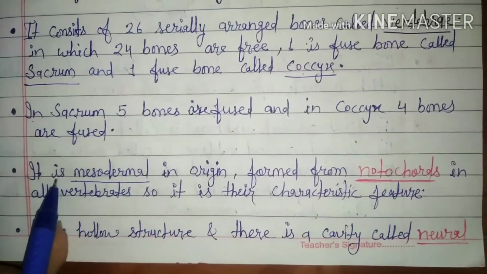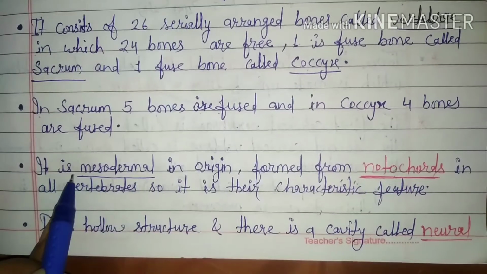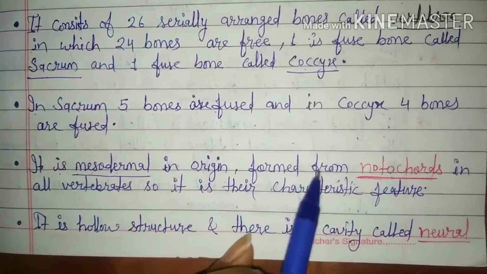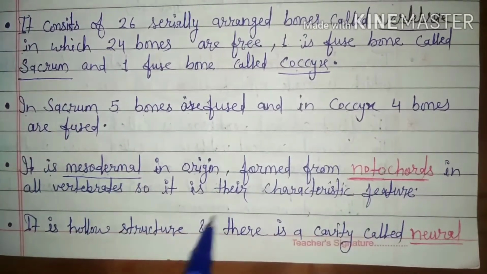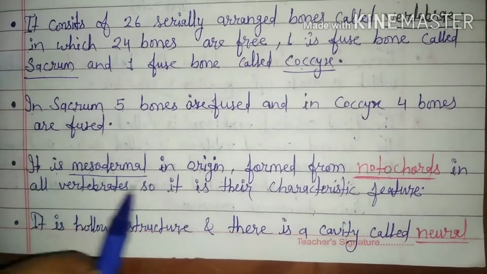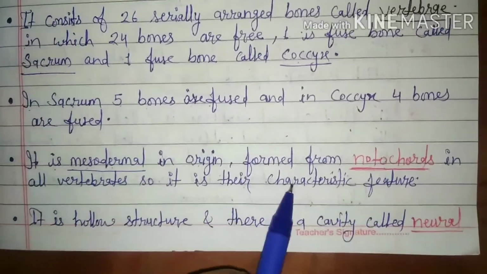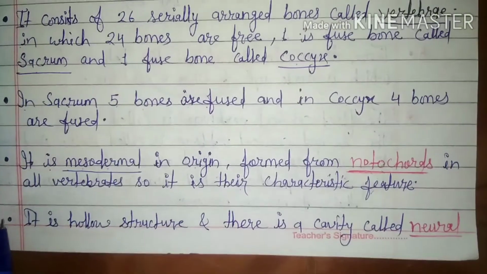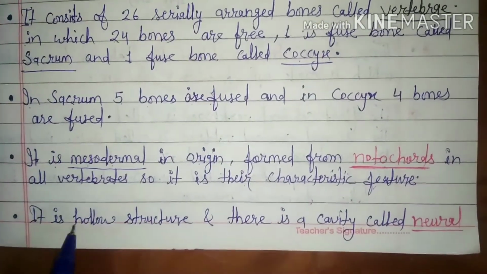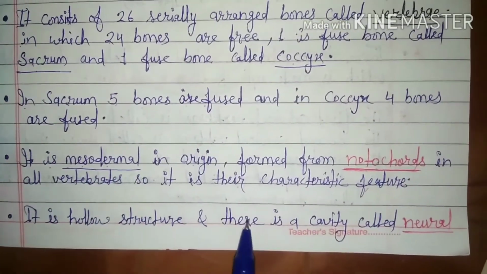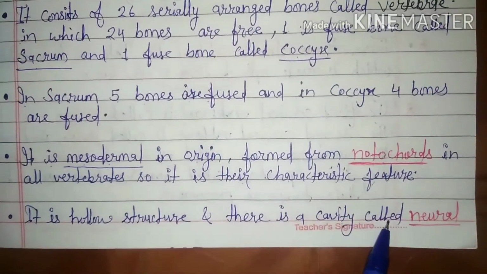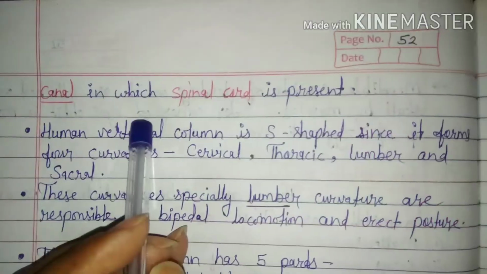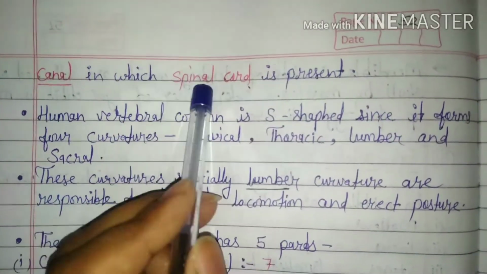Vertebral column is mesodermal in origin and formed from notochord in all vertebrates, so it is their characteristic feature. Inside it is a hollow structure and there is a cavity called the neural canal in which the spinal cord is present.